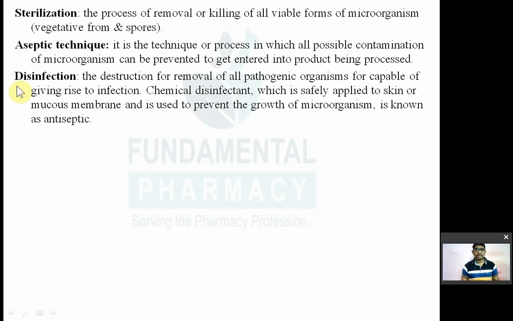Now there are two terms, disinfection or disinfectant and antiseptics. So what is meant by disinfection? Destruction or removal of all pathogenic microorganisms capable of giving rise to infection. Okay, so any chemical agent which can destroy or kill the pathogenic organisms responsible for the infection, that is known as disinfection. The process is known as disinfection and the agent is known as a disinfectant. Mostly these disinfectants are chemicals applied on non-living objects like your glass slides or any utensils or your floor.